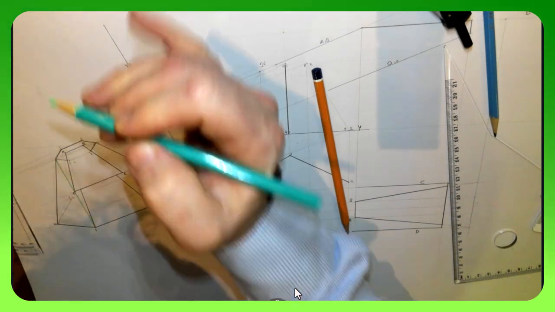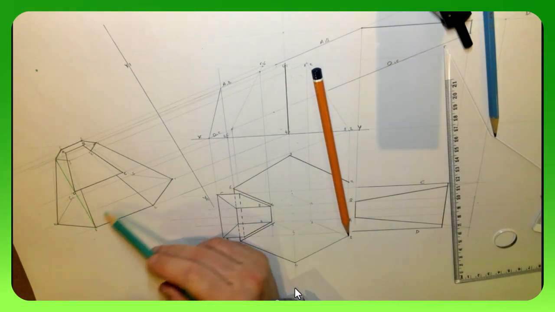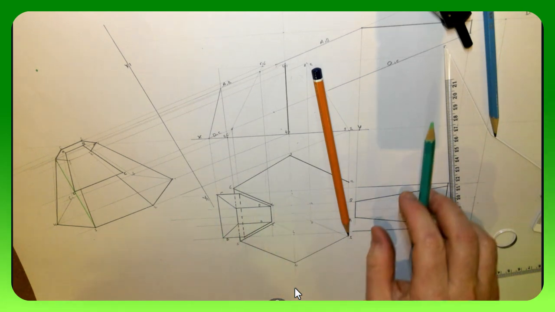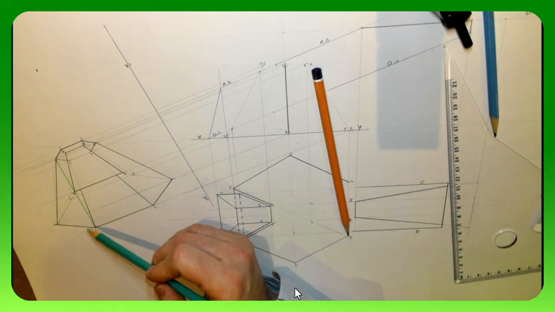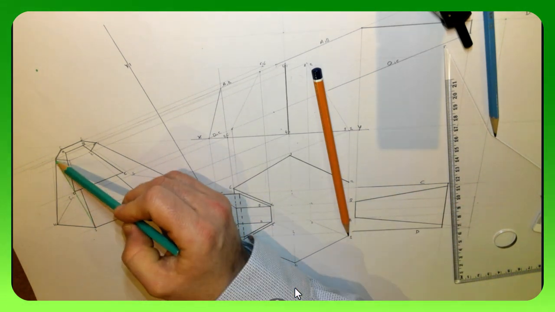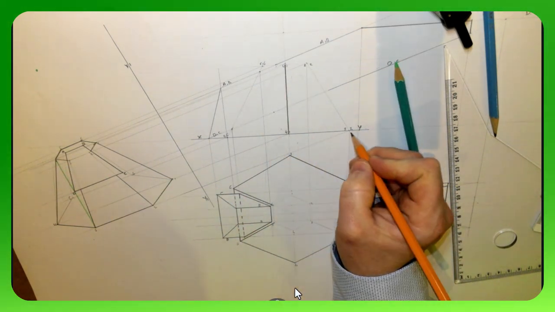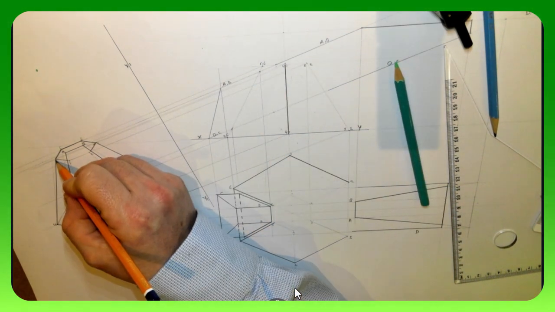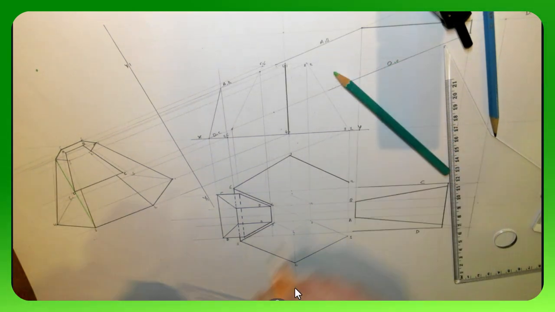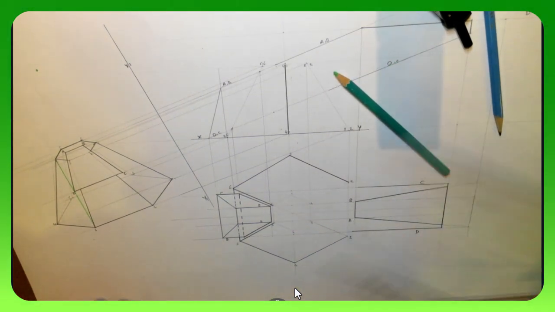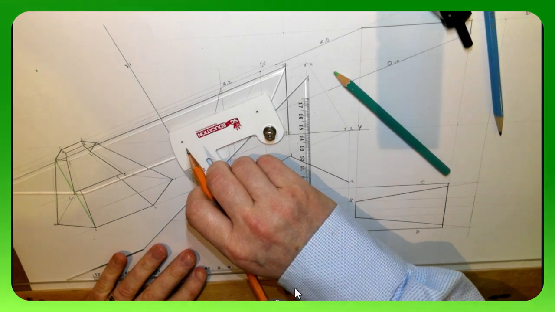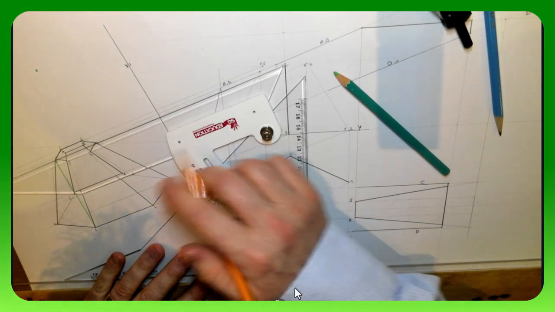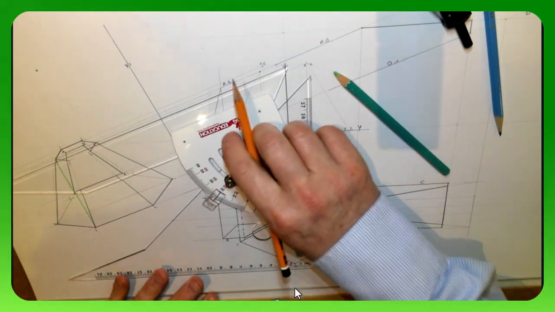So that line there, I now need to go and put that back into my elevation and see exactly where it is. So from point 3 through my point D and back up to there. I have my point 3 here on the ground, and I need this point here. In order to find that, I can just project that back up from my auxiliary plan. So it's actually coming out right at that corner there.